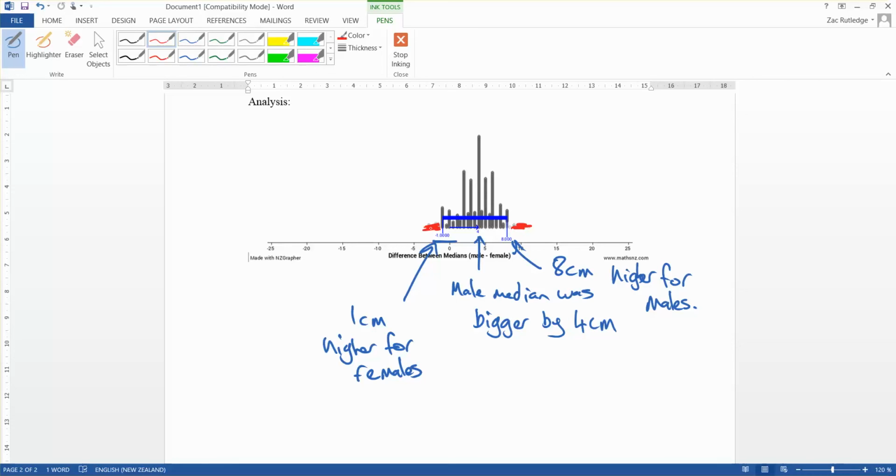And that's unfortunate for this investigation because it spans 0. That means that we could expect back in the population, we might find it could be higher for females, higher for males, or it could in fact be a difference of 0. They could be exactly the same. Okay, so we need to find a way to put that into words. And I'm going to do that down here on another page.